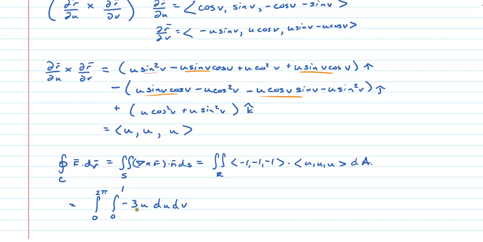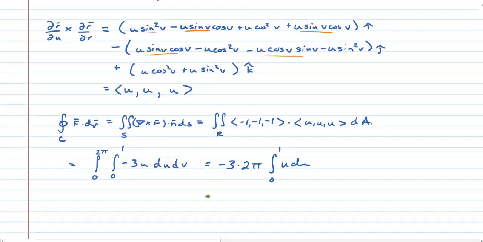Notice that when we integrate with respect to u, we won't introduce any v's, and so when we do integrate finally with respect to v, it'll just be the length of that interval. So I'll go ahead and pull out that constant as well as the length of that interval. So that comes out to be minus 3 times 2 pi times the integral from 0 to 1 of u du. This gives us minus 6 pi times 1/2 u squared, evaluated from 0 to 1, or we end up with the answer of minus 3 pi. Folks, take a look at this. Let me know if you have any questions.